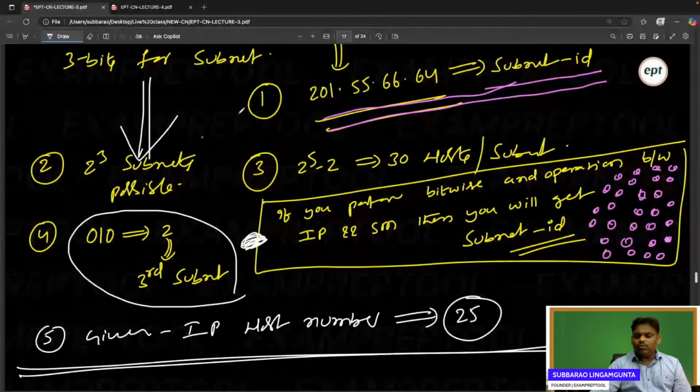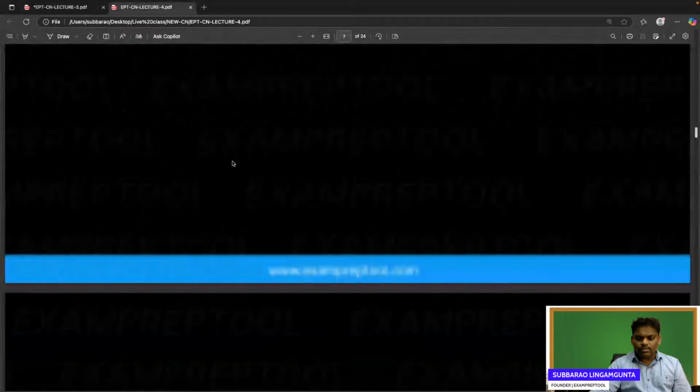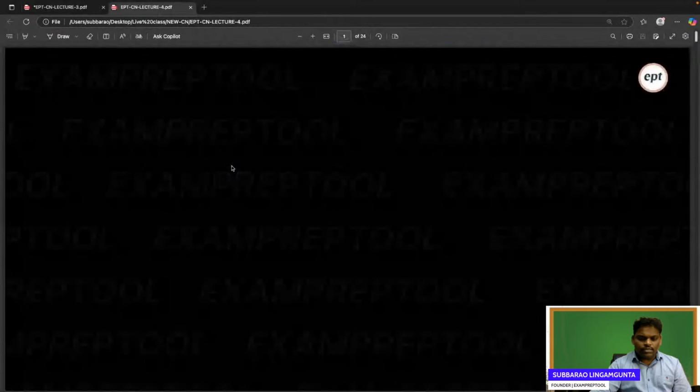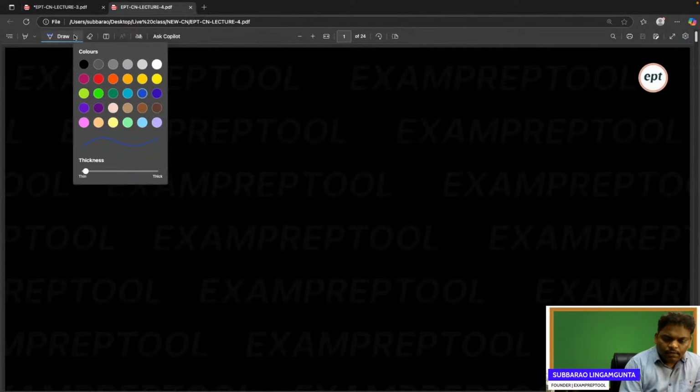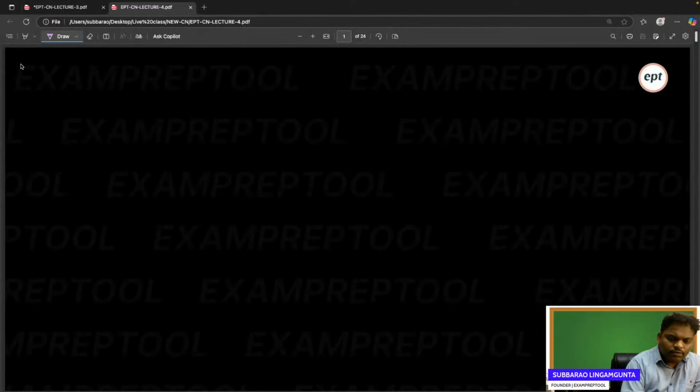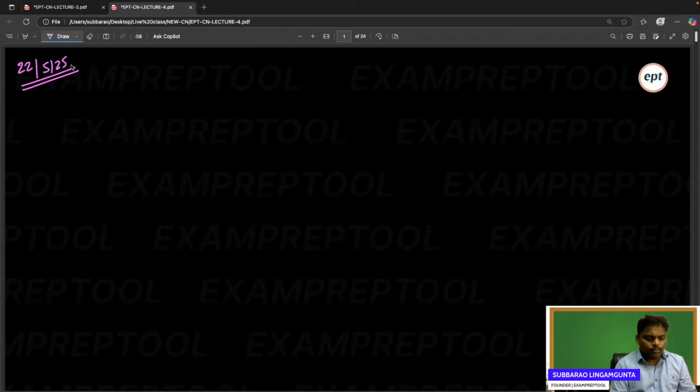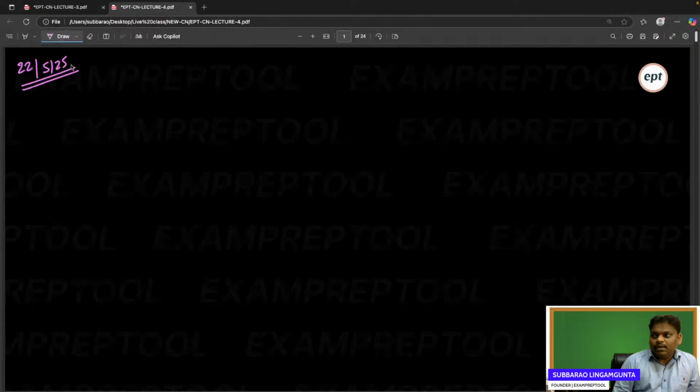Now let's start today's class. It is the first one. Let me write the date and everything. I think it's around 22, 5, 25. See the problem. If you perform AND operation between IP and subnet mask, you will get the subnet ID. That note you remember, that will be useful many times. Next one, can you see this? See everyone now.